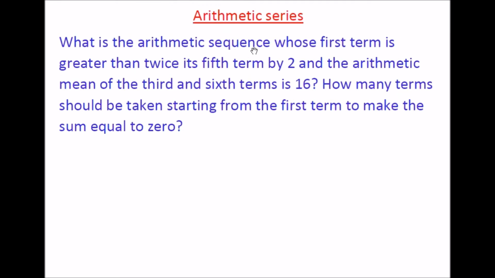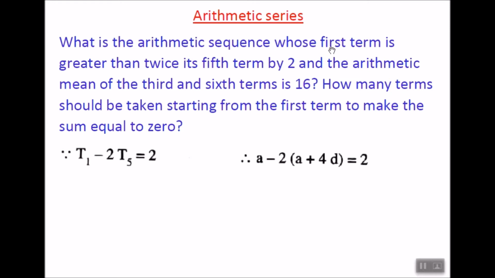Example: what is the arithmetic sequence whose first term is greater than twice its fifth term by 2? This is the first condition. So the first term, T1, is greater than 2 times T5 by 2. So we have a difference. We start by the greater term. The greater is the first term, so start with T1 minus 2 T5. This is equal to 2.